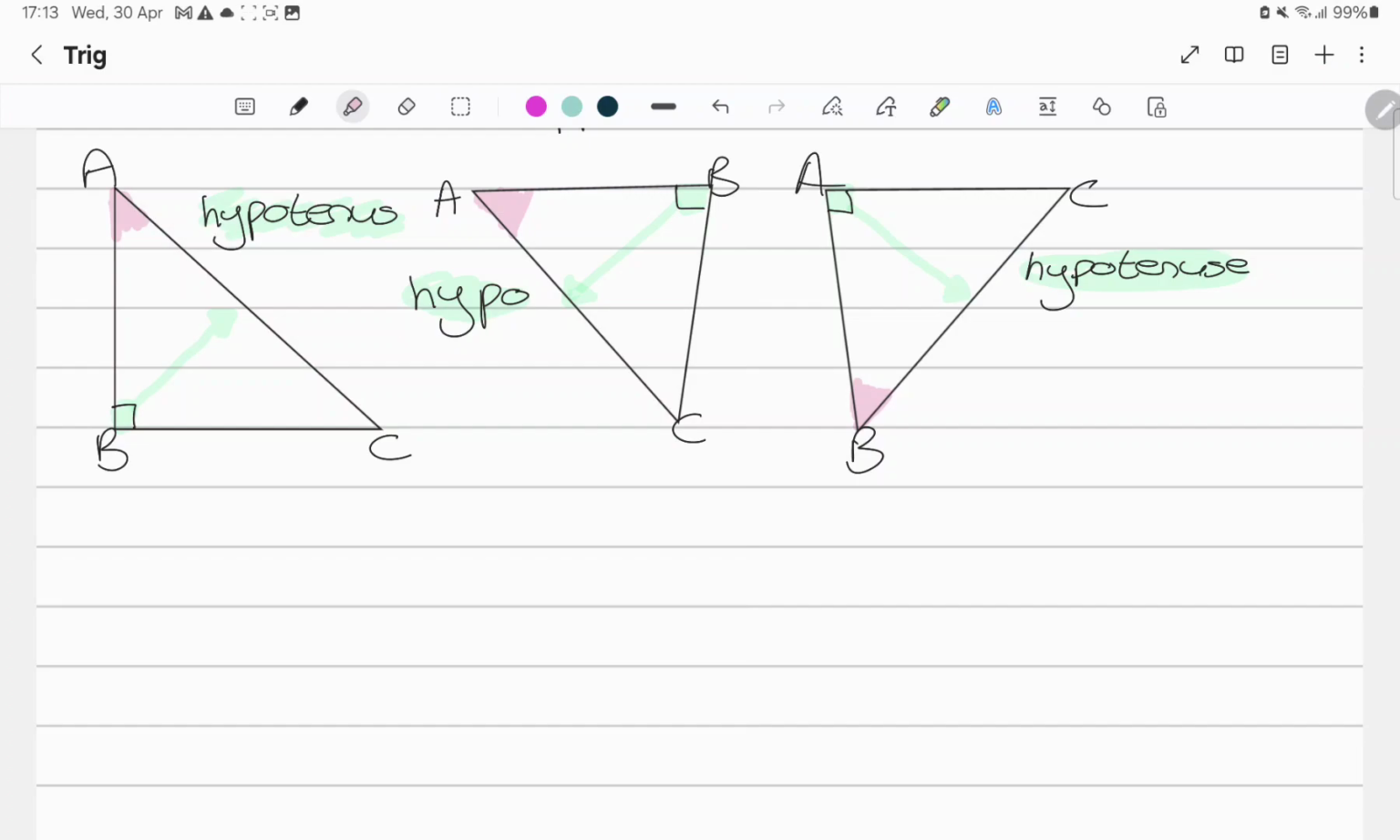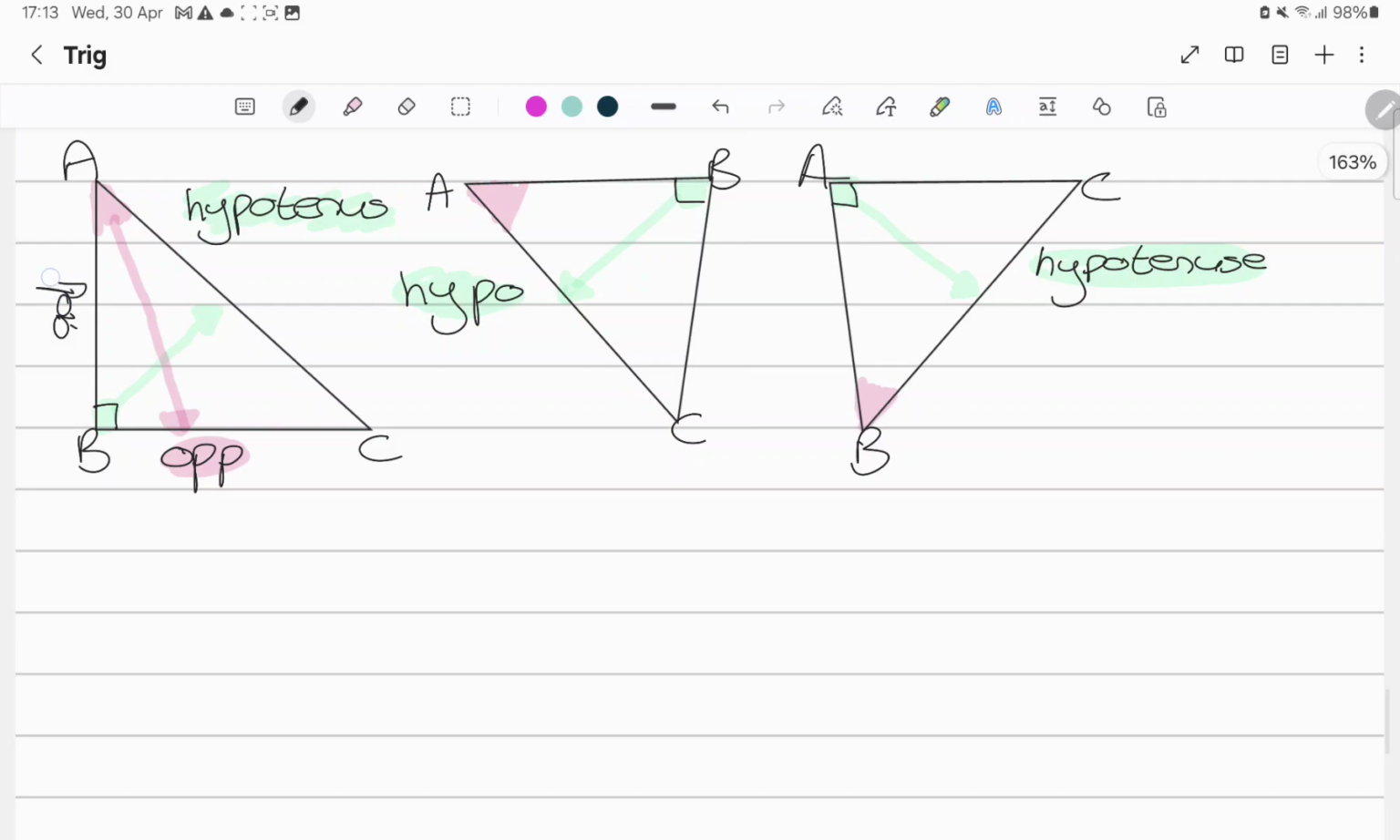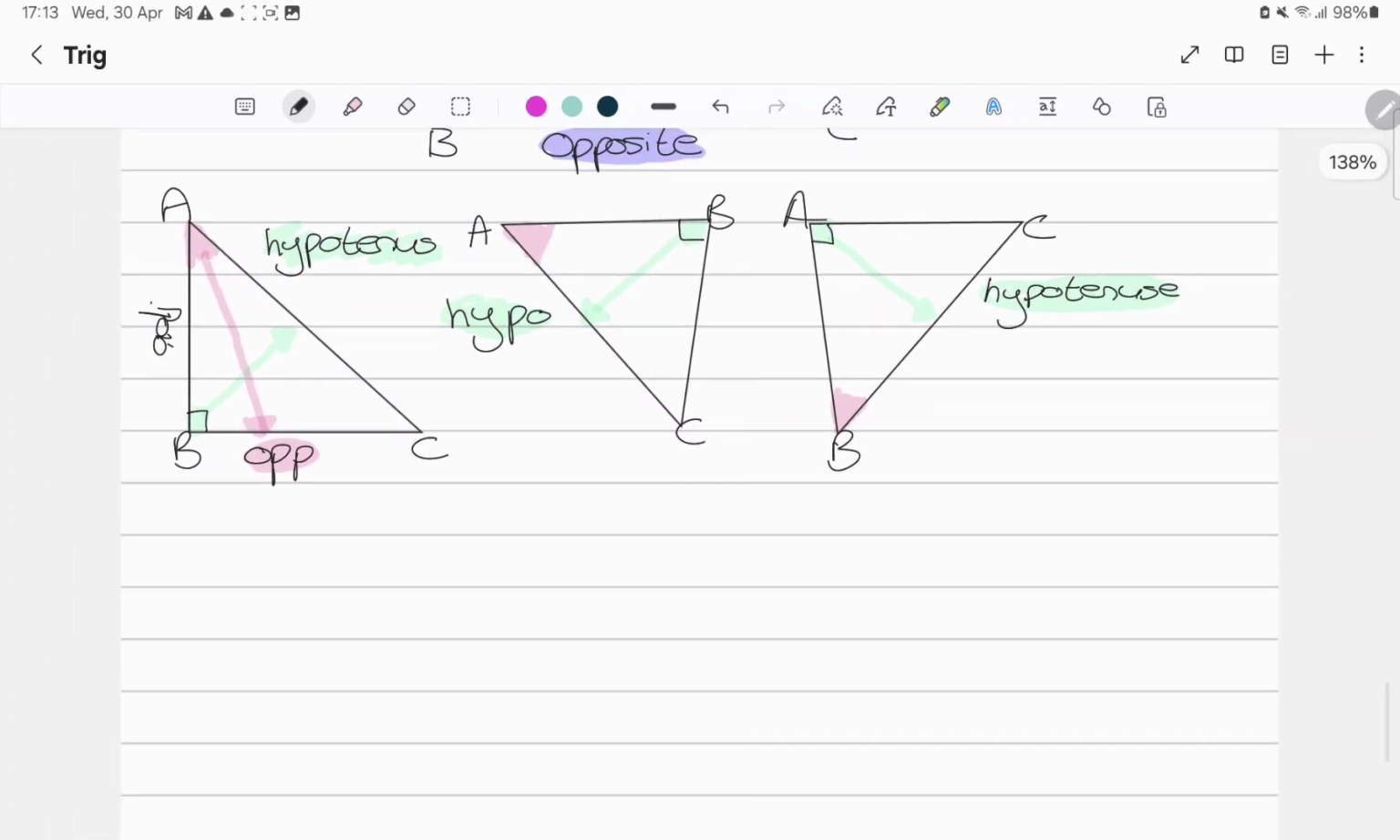Alright, in triangle 1, there is my angle. I take my pen and draw a straight line to the opposite side of that angle. Then I see that BC is going to be my opposite side, which means that AB has to be my adjacent side. If I look at triangle 2, I'm working with angle A, draw a line to the opposite side, then I see that BC is going to be my opposite side. So BC is my opposite, which means that AB has to be my adjacent.